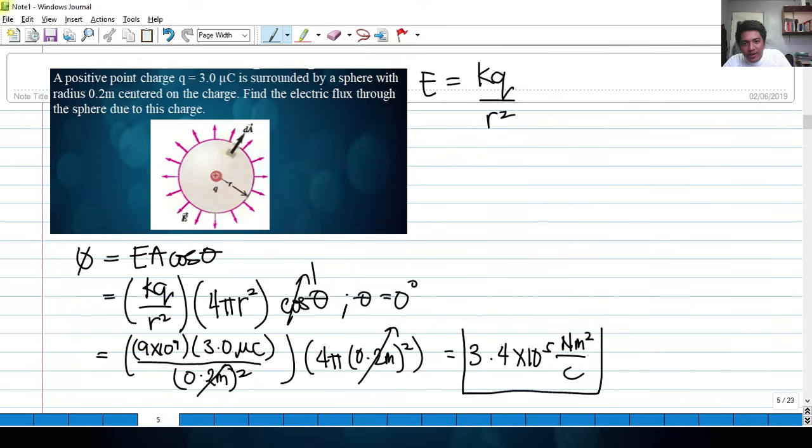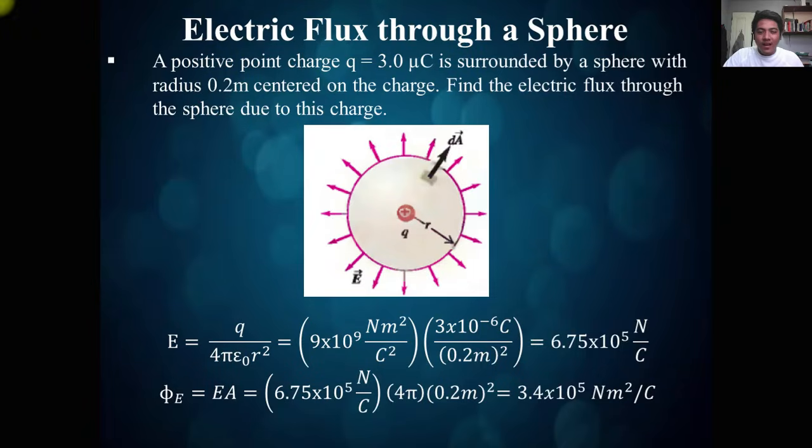As you can see here, our electric flux is not zero, because inside the sphere we have a charge. That's the concept of Gauss's law. Whenever we have a surface, or a Gaussian surface, the electric flux through that surface is always dependent on the total net charge inside that surface. So that is our next lesson here.